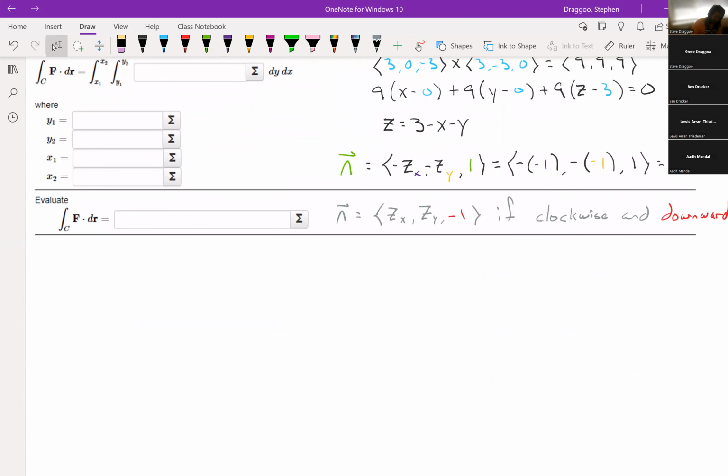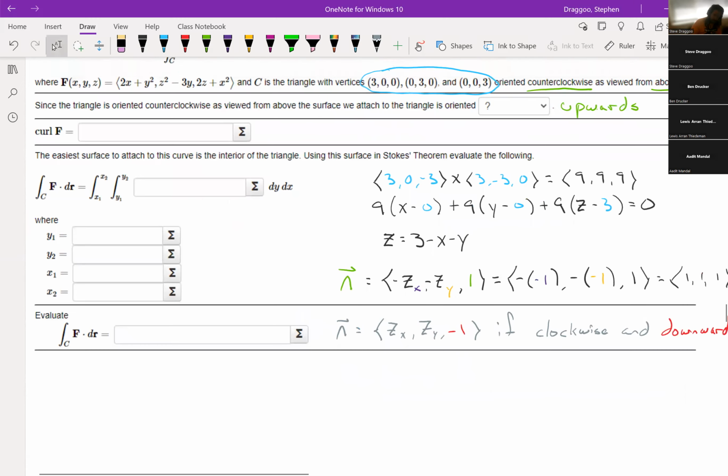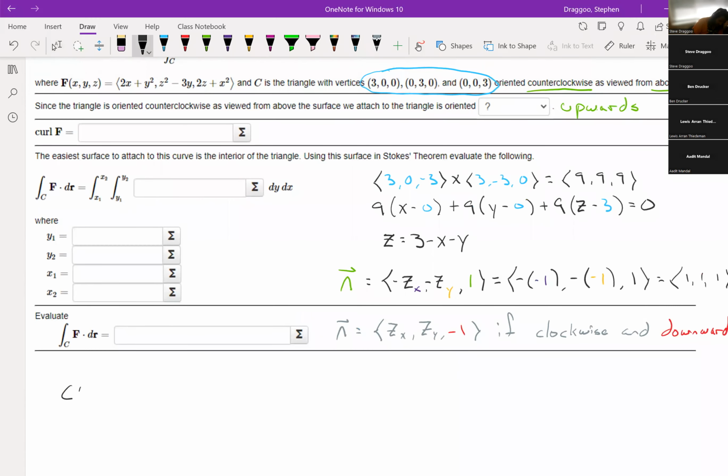So we still need the curl. Haven't calculated that yet. So give me curl F. I'm going to come up and draw some color into our field. The x coordinate's going to be purple, the y coordinate's going to be yellow, the z coordinate's going to be magenta. Help me keep track of what I'm doing.